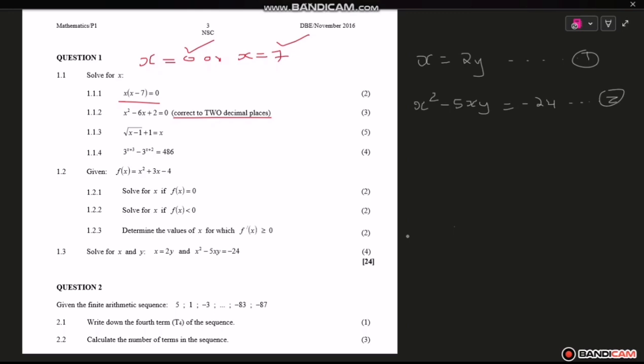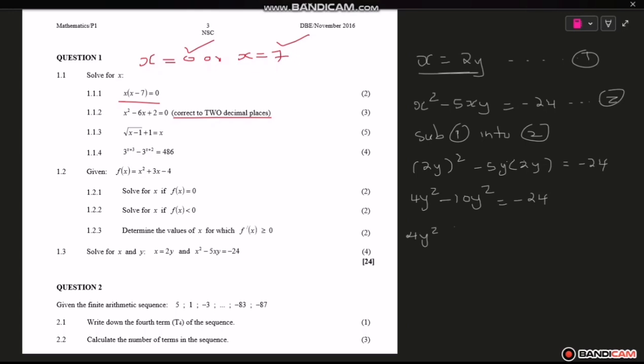But now you can see that we do have the subject of the formula, which is x. Therefore substitute equation 1 into equation 2, meaning that where there is x, we're going to substitute 2y. Therefore (2y) squared minus 5y into 2y equals negative 24. Therefore here we're going to have 4y squared minus 10y squared equals negative 24.